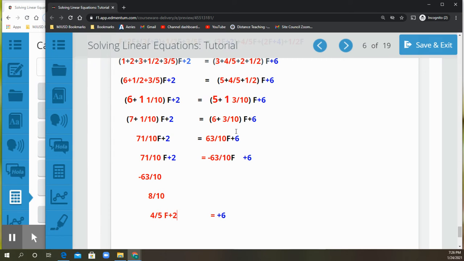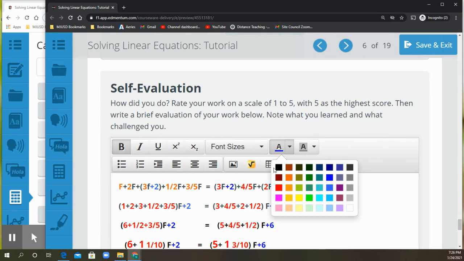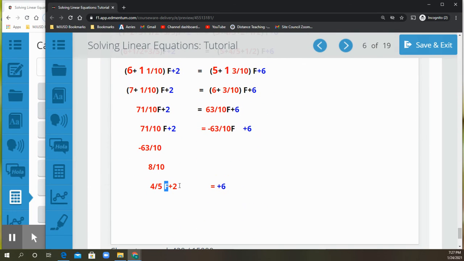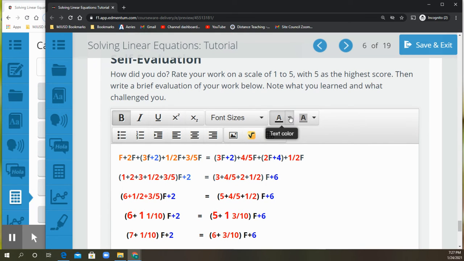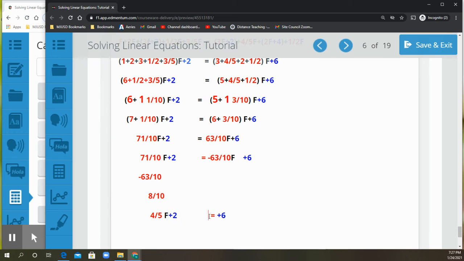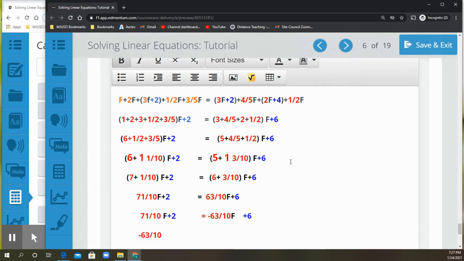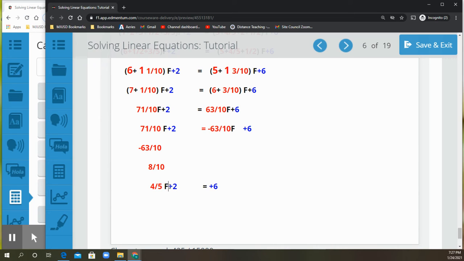Change that to black for continuity. Change this to blue for continuity. Okay, so now we have 4/5 f plus 2 equals 6. Okay, see this plus sign? That's just a carryover. It's a given. I could delete it, I could get rid of it, but we're going to leave it there just so you know it's a positive 6.